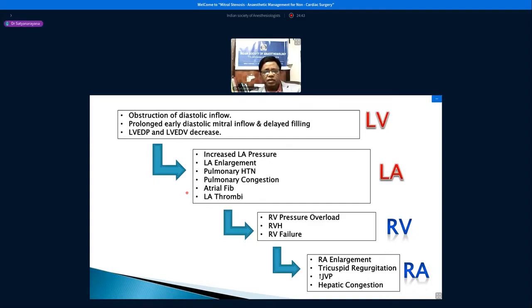Another way I try to explain is the chamber-wise changes in mitral stenosis. The first one: let us see what changes take place in the left ventricle.